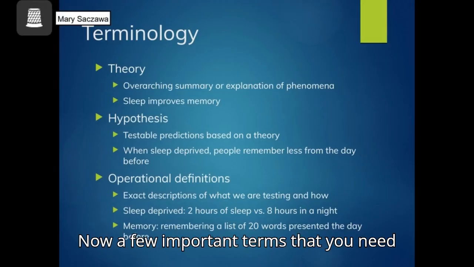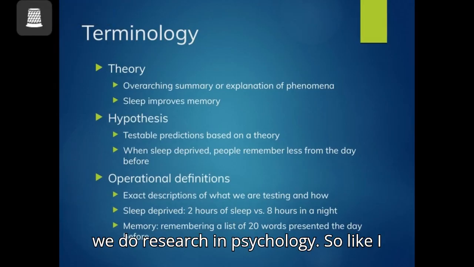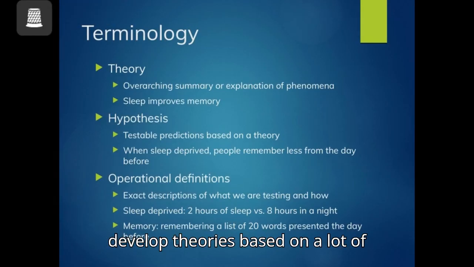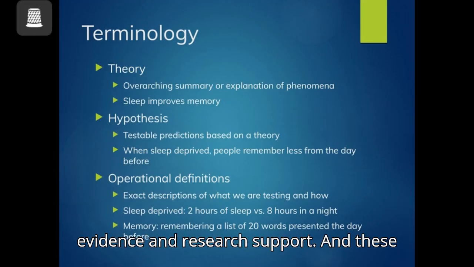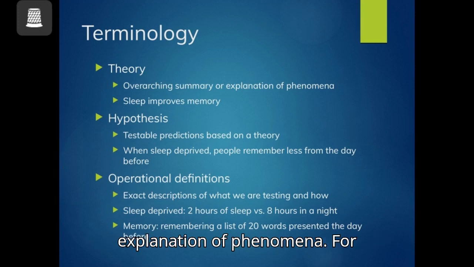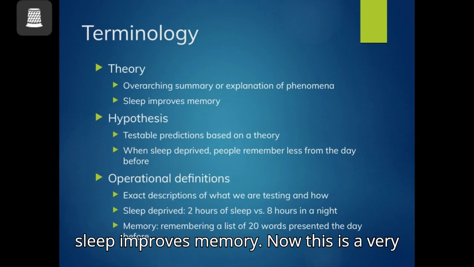Now, a few important terms that you need to understand in order to understand how we do research in psychology. So, like I said, we have theories. We develop theories based on a lot of evidence and research support. And these theories are overarching summaries or explanations of phenomena. For instance, we might have a theory that sleep improves memory.